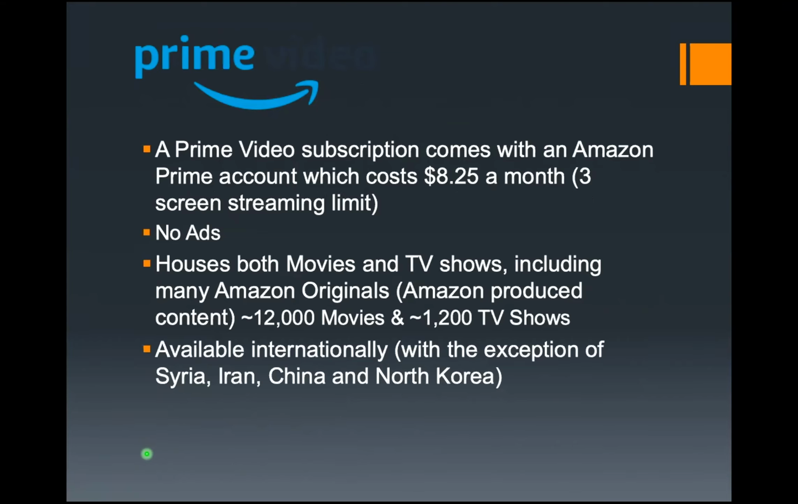And there's no ads, and there's movies and TV shows once again. And just like all the other ones, Amazon has a lot of its originals. So Amazon will make the content that they themselves only have access to on Prime. And so there's 12,000 movies, which is a lot more than all the other ones, and 1,200 TV shows.